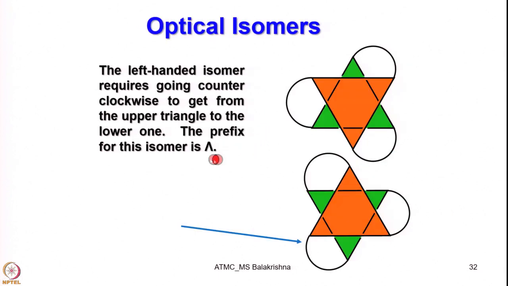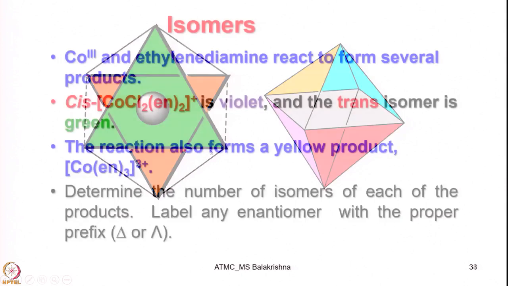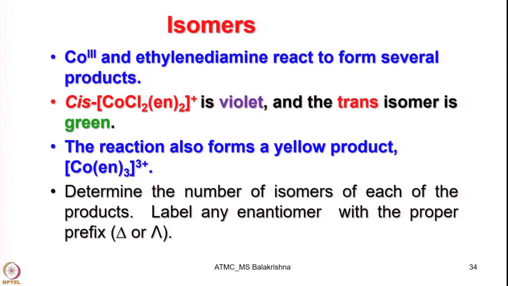On the other hand, a left handed isomer requires going counterclockwise to get from the upper triangle to the lower one. For example, instead of doing a clockwise rotation, perform an anticlockwise rotation, and then the prefix for this isomer is lambda. So this is how you can distinguish between 2 optical isomers among coordination compounds. And this is a typical octahedral compound. Let us look into some isomers.